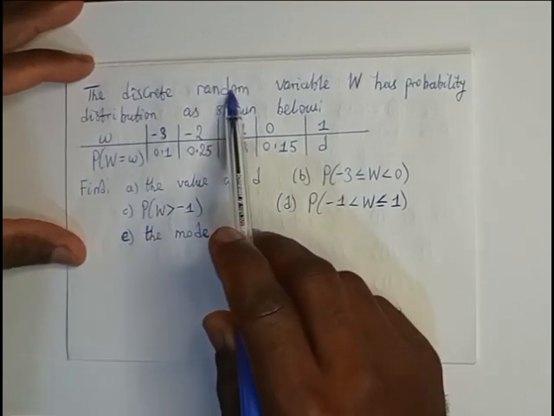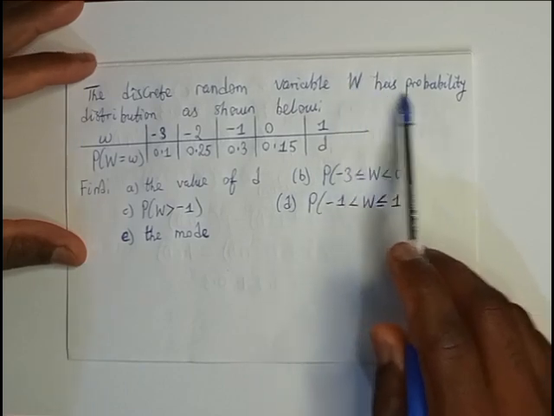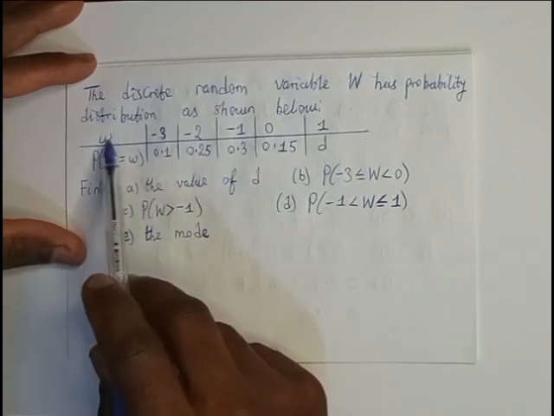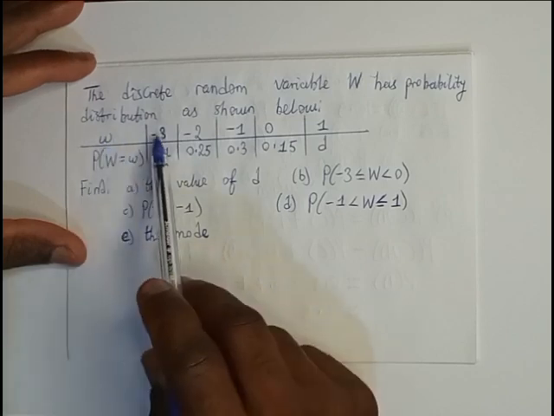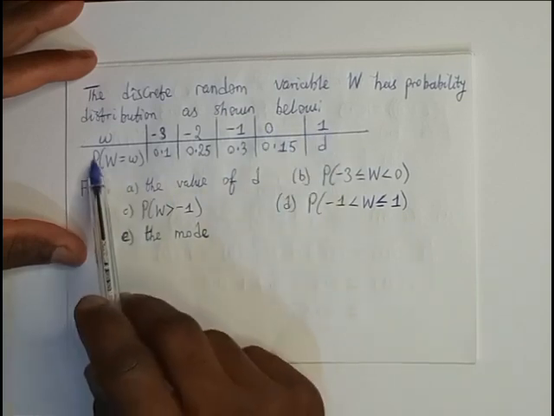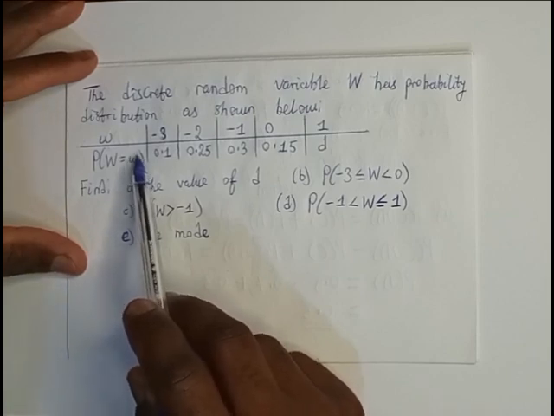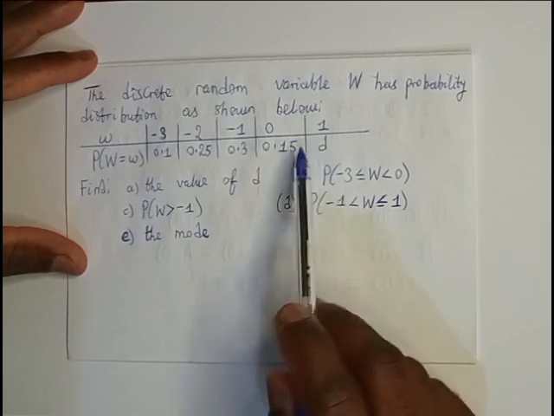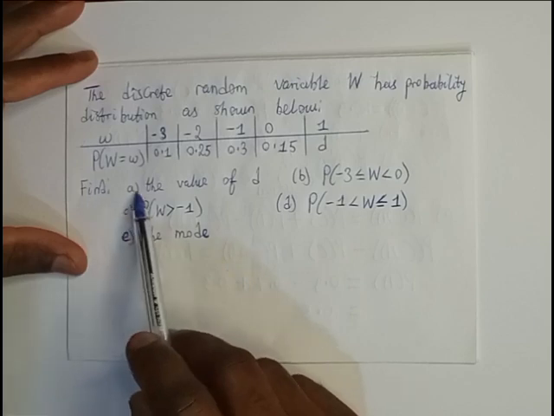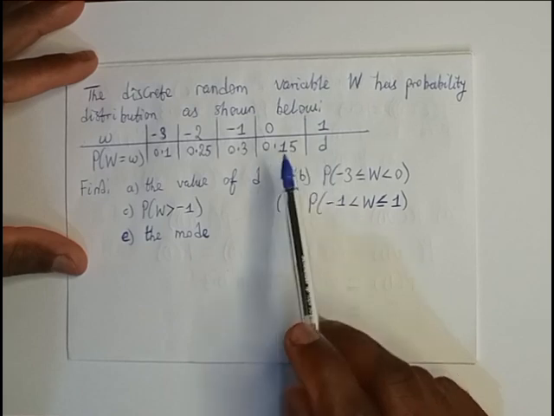The discrete random variable W, capital W, has probability distribution as shown below. Small w: -3, -2, -1, 0, 1. P of capital W equal to lowercase w. These are the probabilities. Here we have D. The question goes, find question A, the value of D. That means we have to find this probability.